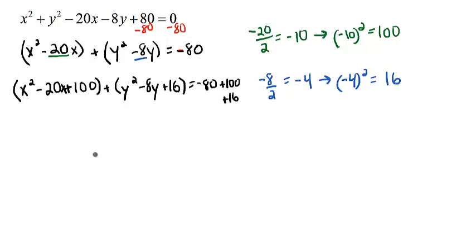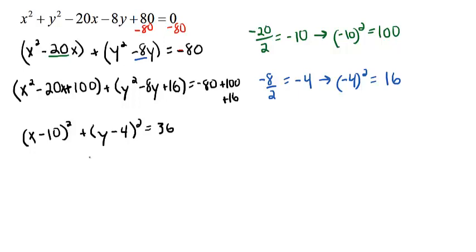And when I rewrite this, I want to factor this part. So when we factor this trinomial, we're going to have x minus 10, that's going to be squared, plus we're going to have y minus 4, and that's squared. And that's all equal to negative 80 plus 100 plus 16, which is 36. So I write that in there now.